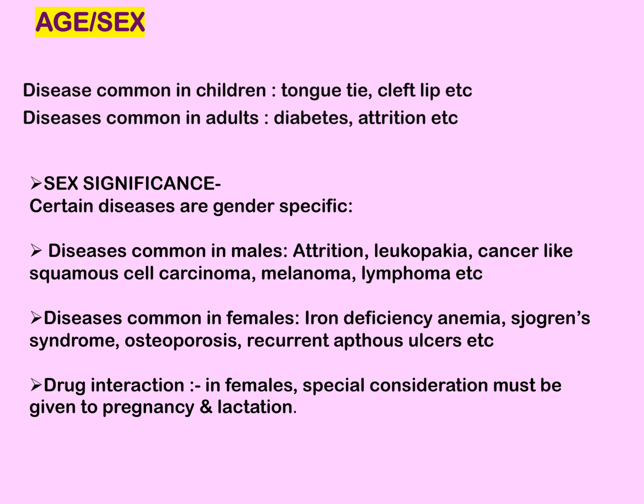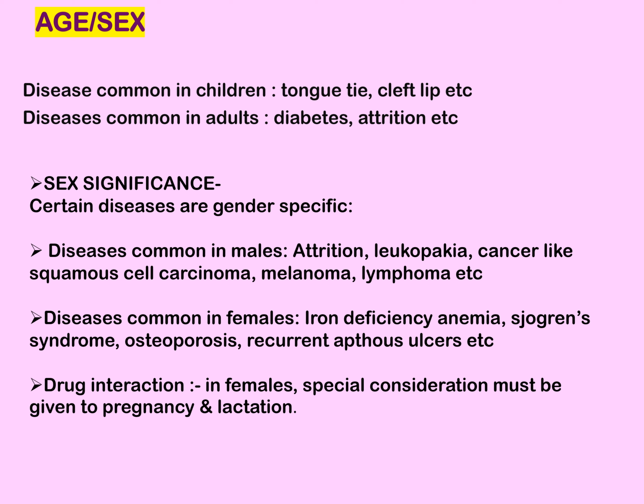Coming to the next component, that is age and gender. This is important since a few diseases or conditions are more common in certain ages. For example, tongue tie and cleft lip are more commonly present in children, whereas attrition and diabetes are more commonly present in adults.